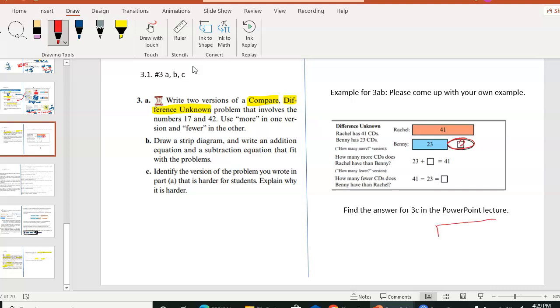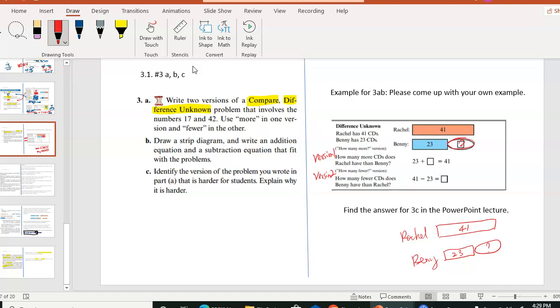So this is what we do. You draw a longer one and label it, and you can put Rachel's name here. Then you draw a shorter one, Benny, and put the number inside. For the difference, how much longer or how much shorter, we usually use a circle and put a question mark there. So here we're doing 41 minus 23. The first part they ask us to do is to write two versions of a compare difference problem. So I have version 1 and version 2.